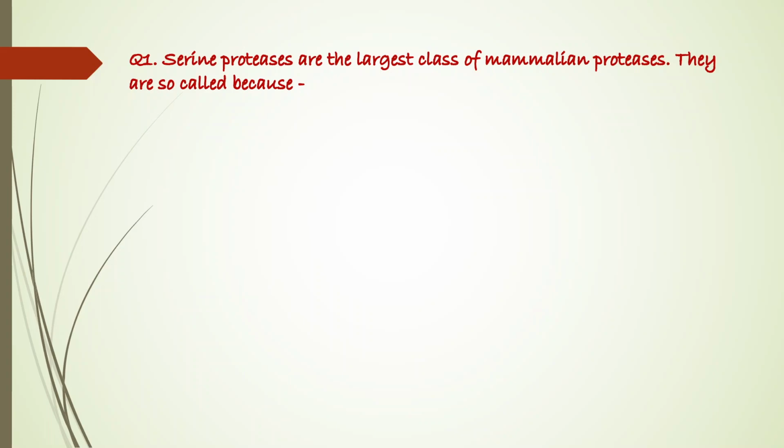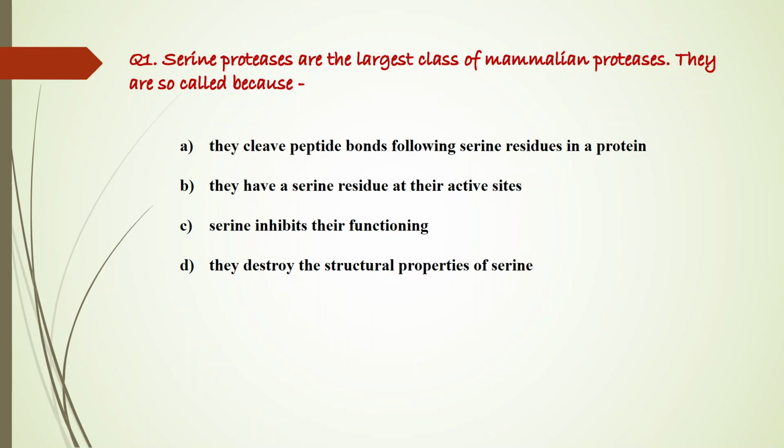Question number 1 from week 6 states, serine proteases are the largest class of mammalian proteases. Why are they called so? Why are they called serine proteases? You all know that already. These are your 4 options. The first is they cleave peptide bonds following serine residues in a protein. They have a serine residue at their active sites. Serine inhibits their functioning. And the fourth one is they destroy the structural properties of serine.